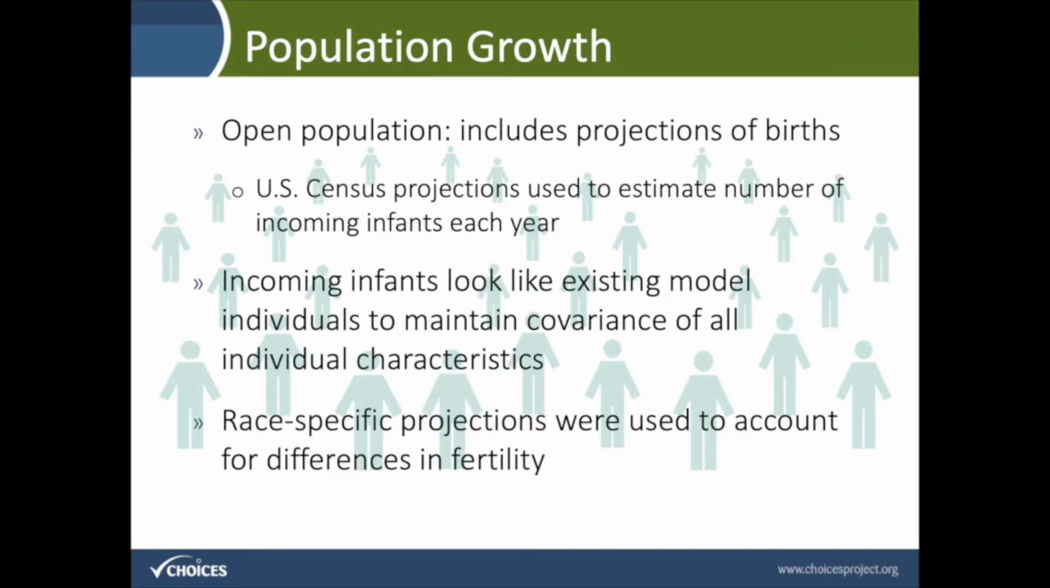To account for population level growth, we made projections based off of US Census data, and we do this by race and by state so that we can take into account differences in fertility across the country. And when we bring infants into the model, we use a process called bootstrapping, where we will have them look like replicates of infants who were previously in the model. And we do this at the individual level so that we maintain the covariance, or the relationships, between all of their individual level characteristics.